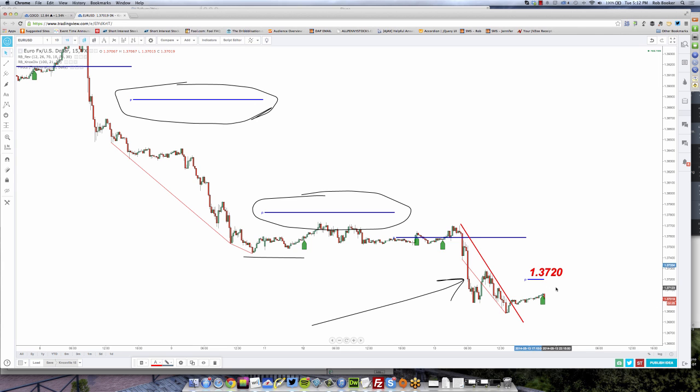I would be looking for the euro US dollar to rise upward toward 37.20 over the course of the next 24 hours, if not further than that. In fact, I would look for the euro to get as high as halfway the distance, at least halfway the distance between where it is right now and the nearest missed daily pivot.